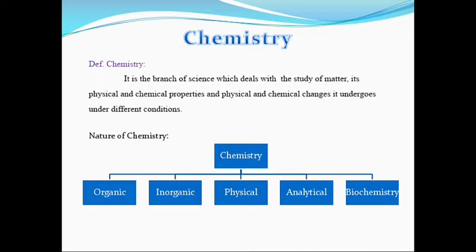Now we try to see the nature of chemistry. What are the different branches of chemistry, or how is chemistry divided into different branches, that we try to study. Chemistry is basically divided into 4 branches, or we can say 5 branches. The 4 basic branches are organic chemistry, inorganic chemistry, physical chemistry, and analytical chemistry. These are the 4 basic branches of chemistry.